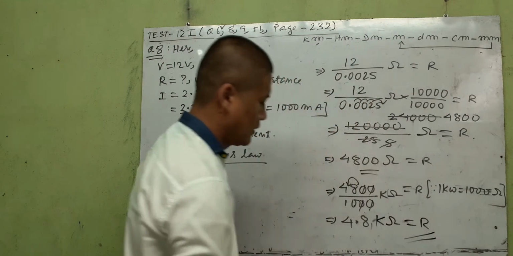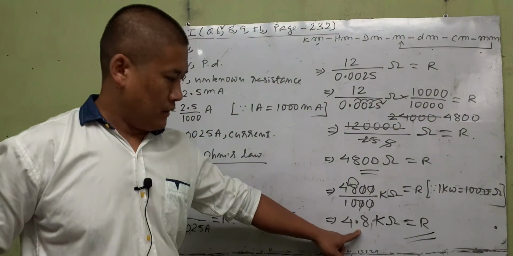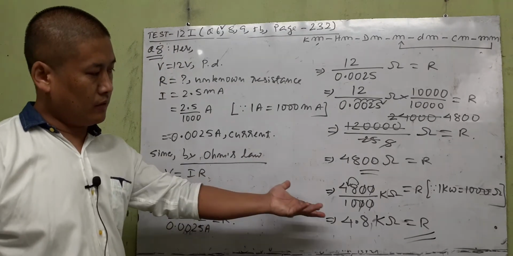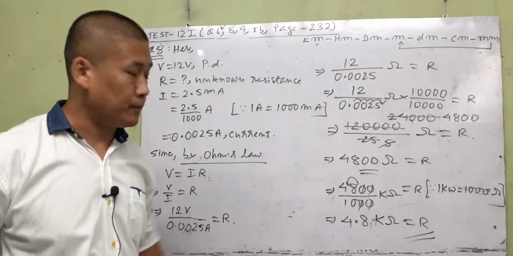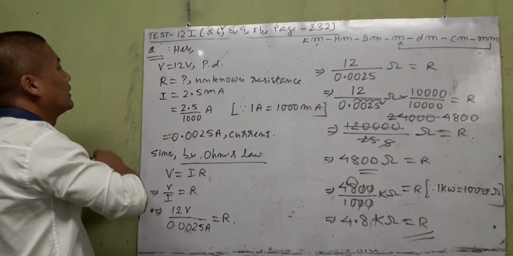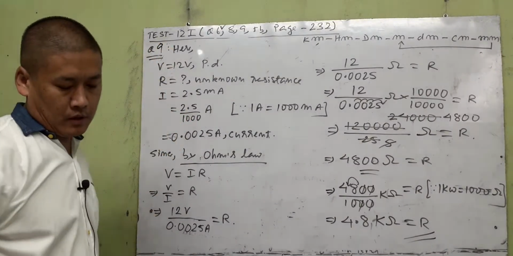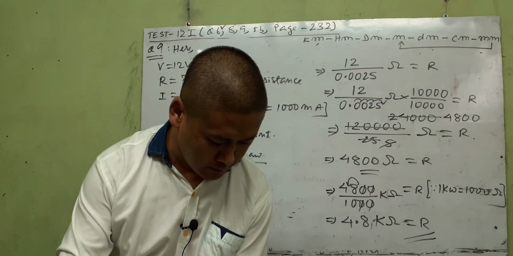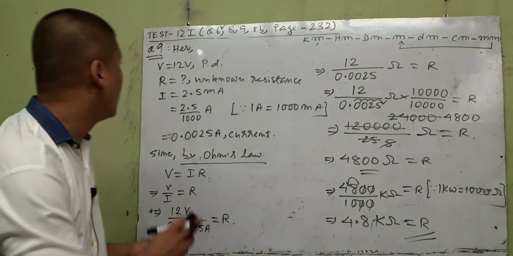Resistance is 4.8 kilo ohms or 4800 ohms. If the question did not say find in kilo ohms, you can end your answer here even in the exam. But the textbook answer has been given in kilo ohms, I'm just showing it.